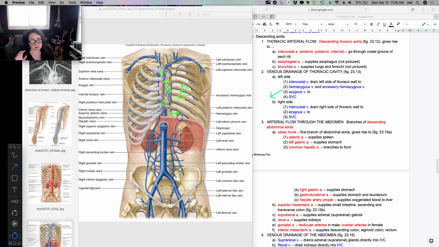So one more time. If I am doing the right side, all I do is dump all of these intercostals directly into the azygos, and that goes into the superior vena cava. But if I'm doing the left side, I do intercostals to accessory hemiazygos to azygos to superior vena cava, or if I'm doing the lower ones, I do intercostals to hemiazygos to azygos to superior vena cava.